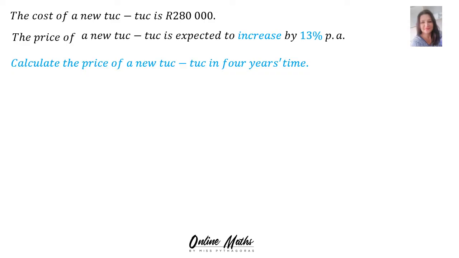The second question in a sinking fund sum will be, let's work out the price of a new tuk-tuk. The price of a new tuk-tuk is expected to increase by 13% per annum. Calculate the price of a new tuk-tuk in 4 years' time. Again, we'll make a summary. P is the 280,000. I, 13%, which is 13 divided by 100, equals 0,13. N is 4, and A is what we're looking for.